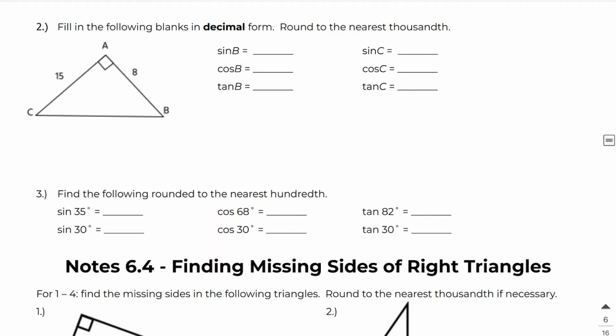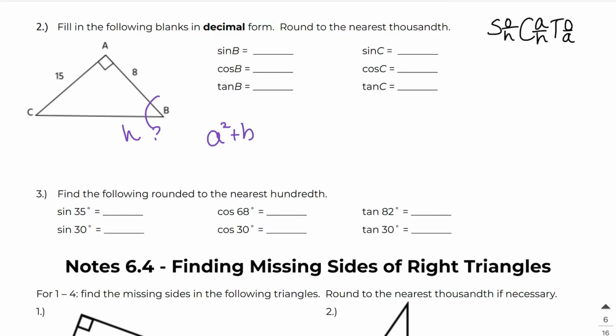All right, in our next example, it says to fill in the following blanks in decimal form. So we're going to do the exact same thing, except we need our answers as decimals, so we're going to type these into our calculators. I'm just writing out Sohcahtoa for us. Everything here is based on angle B to begin with. For angle B, we know that this is the hypotenuse, which we actually don't know, so we have to calculate the hypotenuse first.